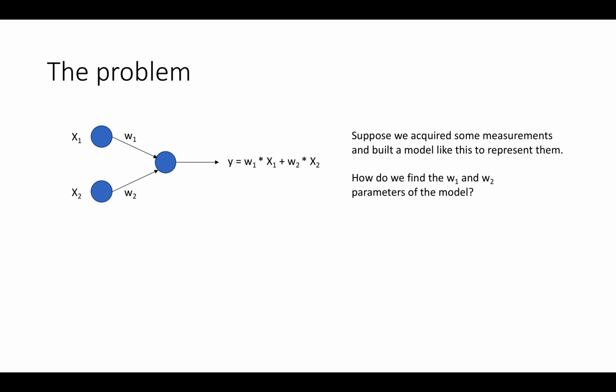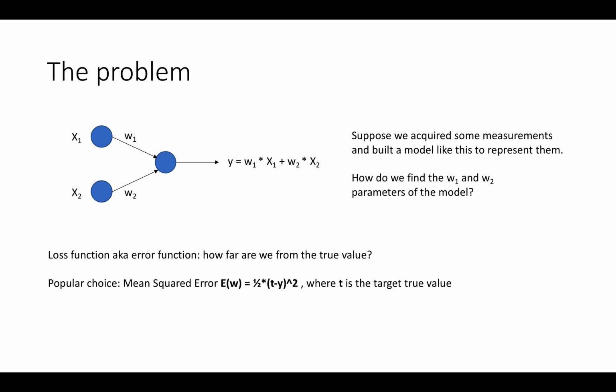So let's think of what we could actually do with a model like this. Suppose we acquired some measurements and we suspect that this is actually a weighted sum of the inputs. I'm not saying you would ever actually do it like this in the real world to do a linear fit, but suppose you wanted to, just as an educational example of how one could do it with a little neural network like this. So how do we actually find the parameters of the model?